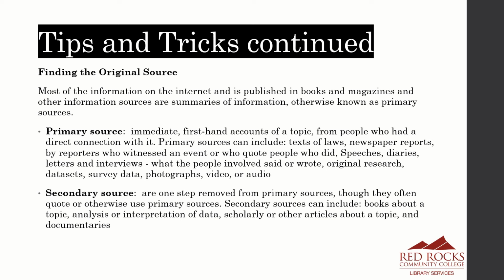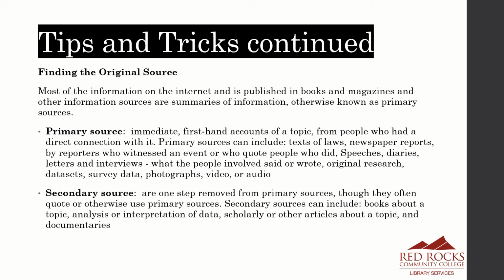This is why it's important to understand the differences between primary and secondary sources, as they are both used to cite information. A primary source is immediate first-hand accounts of a topic from people who have direct connection to it. These sources can include texts of law, newspaper reports, anything by a reporter who has witnessed an event or quotes people who did, speeches, diary entries, letters, original research, data sets, survey data, photographs, video, and audio.